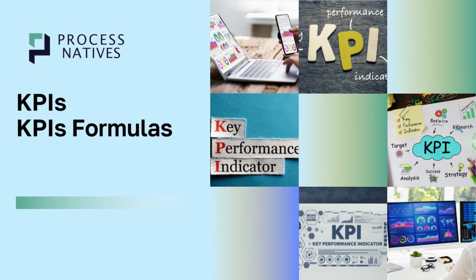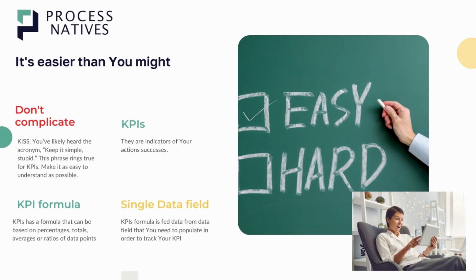You have defined stage, audience, tactic, and two actions for that tactic. It's time to define KPI for your actions and understand KPI formulas. The final step in this project is to differentiate between KPI formula and single data field. And it's easier than you might think.